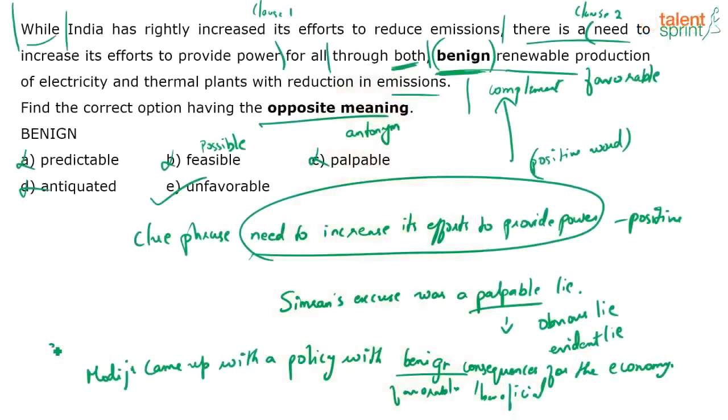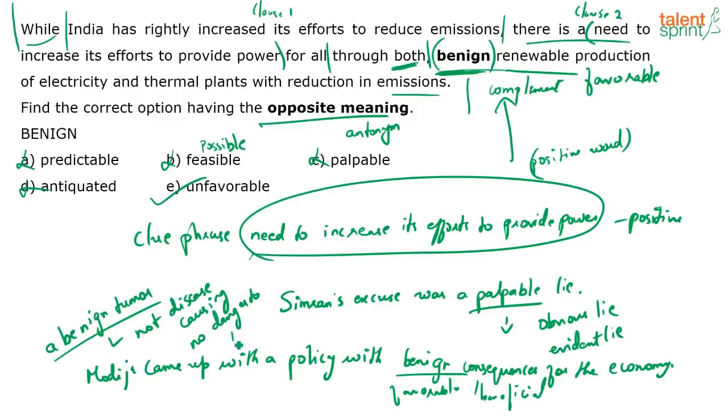Okay, another word that usually benign gets associated with is also benign tumor. Have you heard that? Benign tumor means not harmful. It's just a benign tumor, they'll say. Let me put that down also. A benign tumor, which means not to worry. Let's say a benign tumor will not cause a disease, right? Not disease causing, not harmful, no danger to health. Okay, that's another meaning of benign.